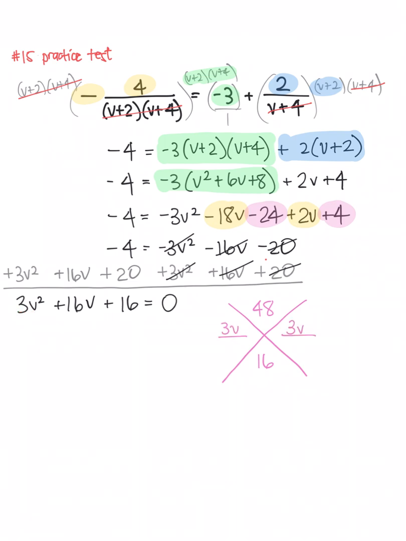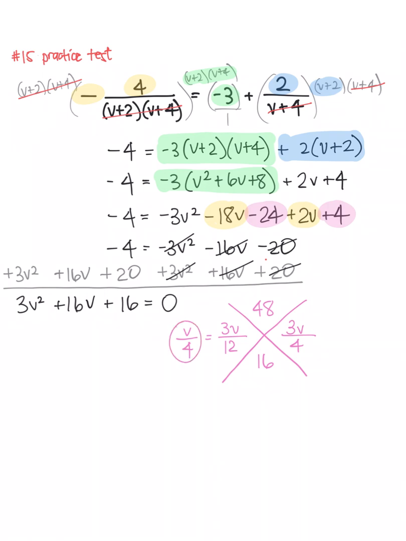Now we have to think, what are the factors of 48 that will add up to 16? That would be 12 times 4. 12 times 4 is 48, and 12 plus 4 is 16. So we're going to put 12 and 4 on the bottom of those ratios. Now we're going to simplify each ratio. The only one we need to simplify is this one. They share a common factor of 3, so divide 3 on top and bottom. So it would be v over 4.